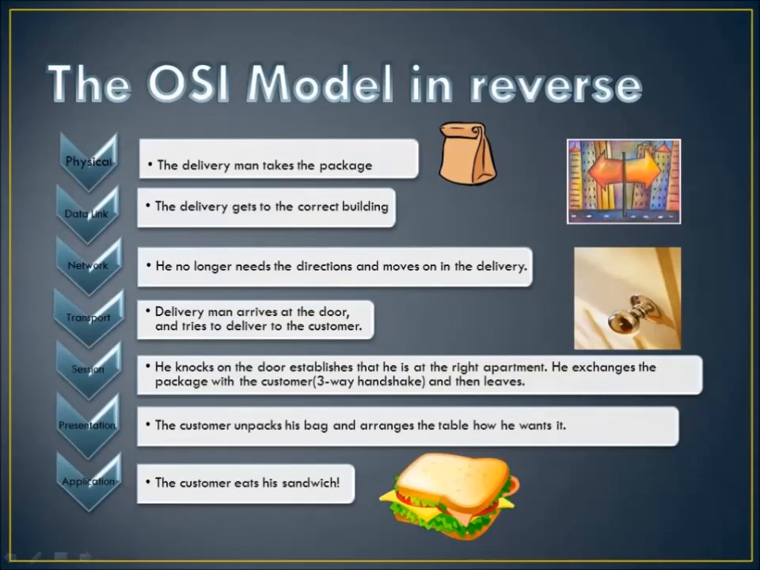To sum it all up in reverse, the physical layer is like the delivery man taking the package. The data link layer is getting the delivery to the correct building, where the network layer demonstrates that he no longer needs the directions and moves on with his delivery. The transport layer is kind of like the delivery man at the door trying to deliver to the customer. The session layer would equate to the delivery man knocking on the door, exchanging the package with a handshake and leaving.